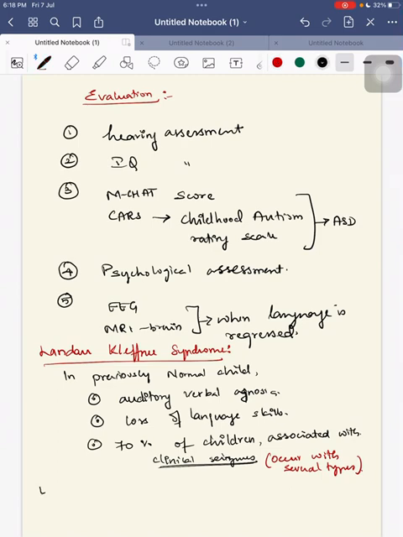Here, to confirm it, you have to take an EEG. This EEG should be taken when the child is in sleep. When the child is sleeping, only then you can see high amplitude spike and wave discharges. It will be apparent only in non-REM sleep. So it will be an EEG apparent on non-REM sleep. The child will be having high amplitude spike and wave discharges.